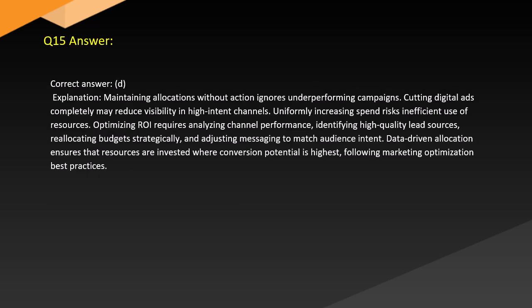Answer. Correct answer, D. Explanation. Maintaining allocations without action ignores underperforming campaigns. Cutting digital ads completely may reduce visibility in high-intent channels. Uniformly increasing spend risks inefficient use of resources. Optimizing ROI requires analyzing channel performance, identifying high-quality lead sources, reallocating budget strategically, and adjusting messaging to match audience intent. Data-driven allocation ensures that resources are invested where conversion potential is highest, following marketing optimization best practices.